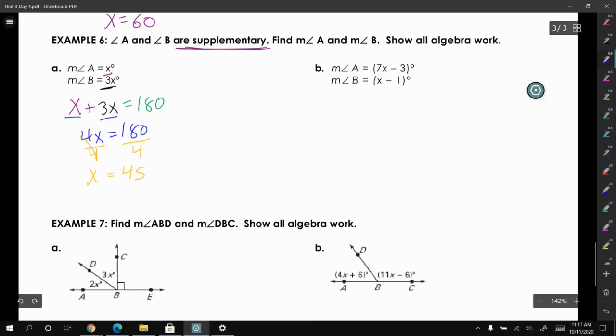So now I have to plug that back in. So the measure of angle A is x, so 45 degrees. The measure of angle B is 3 times 45, which is 135 degrees.